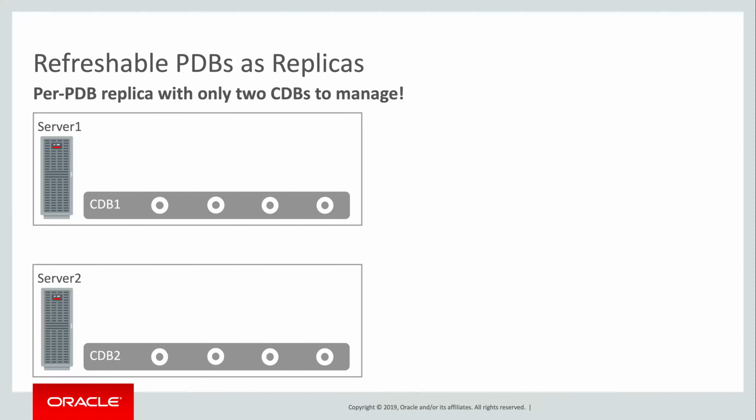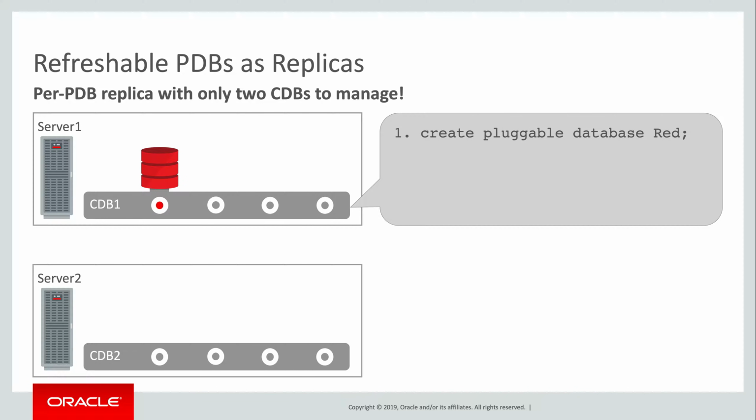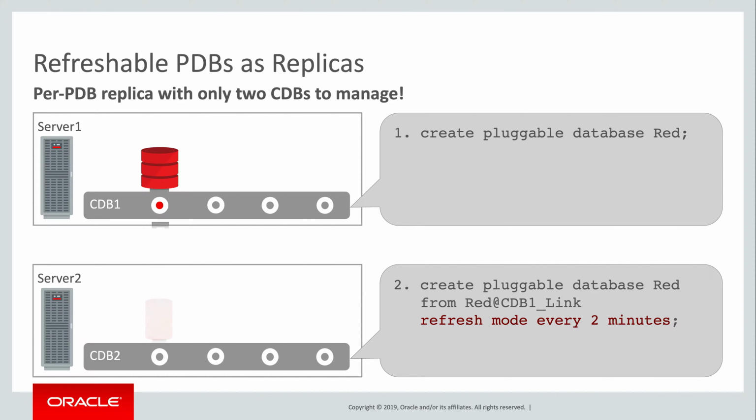The Refreshable PDB Switchover capability allows us to define replicas on a per-PDB basis with only 2 CDBs to manage. We might start by creating a PDB named red in CDB1, and then simply creating a replica of this in CDB2 using the familiar Refreshable PDB syntax.